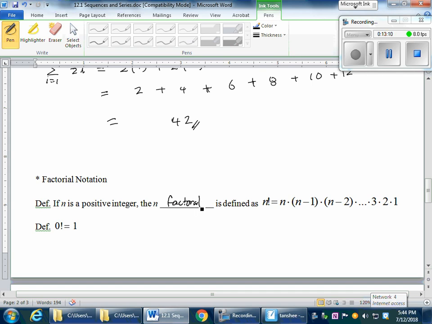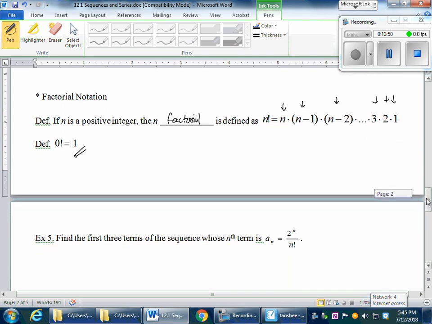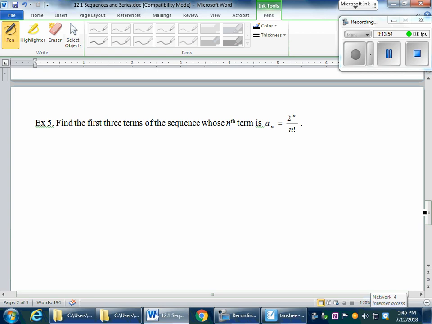is defined with the notation n exclamation mark. That basically means that you're going to start multiplying from n, and then n minus 1, which is 1 less, and then n minus 2, which is 2 less, all the way to 3, 2, 1. So n factorial is basically the product of n all the way down to 1. And also with one exception, the definition is that 0 factorial is equal to 1, not 0. So with these definitions, now we're going to try the problems.